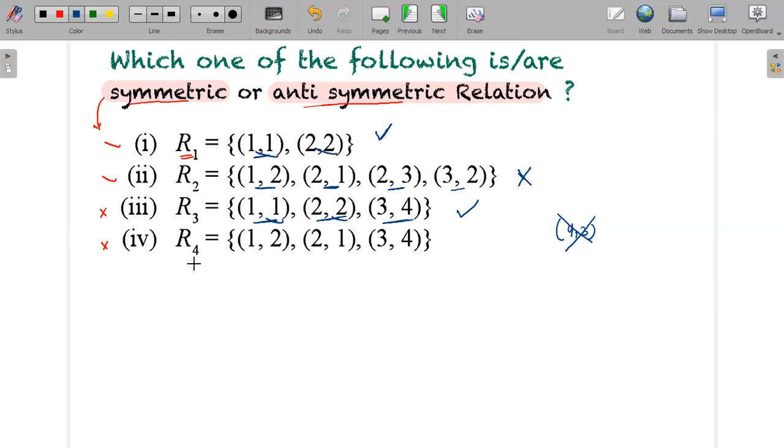Whereas if you look at relation R4, 1 comma 2 is there and its counter element 2 comma 1 is obviously there, but both values are not equal, so this will make your relation not anti-symmetric corresponding to 1 comma 2. So you don't have to check further whether 3 comma 4 is there, or whether 4 comma 3 is there or not. It will not affect. If a single element is not fulfilling the criteria, your whole result will go with that single element, that your relation is not anti-symmetric.